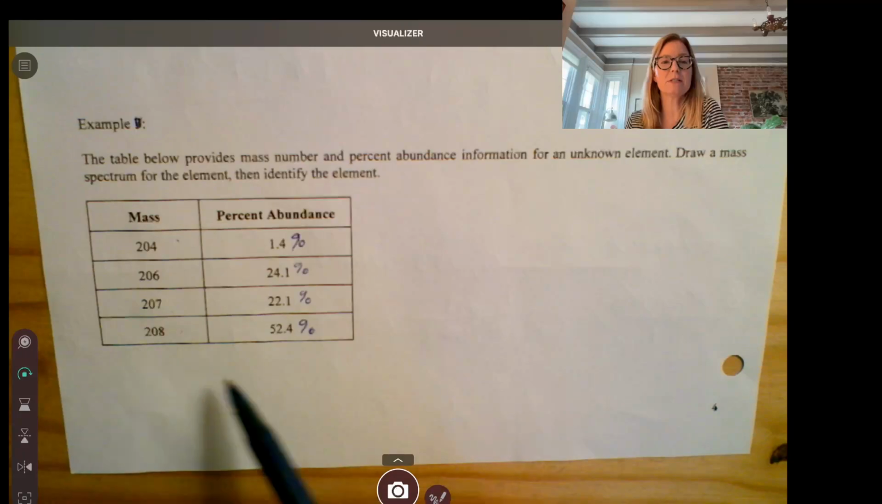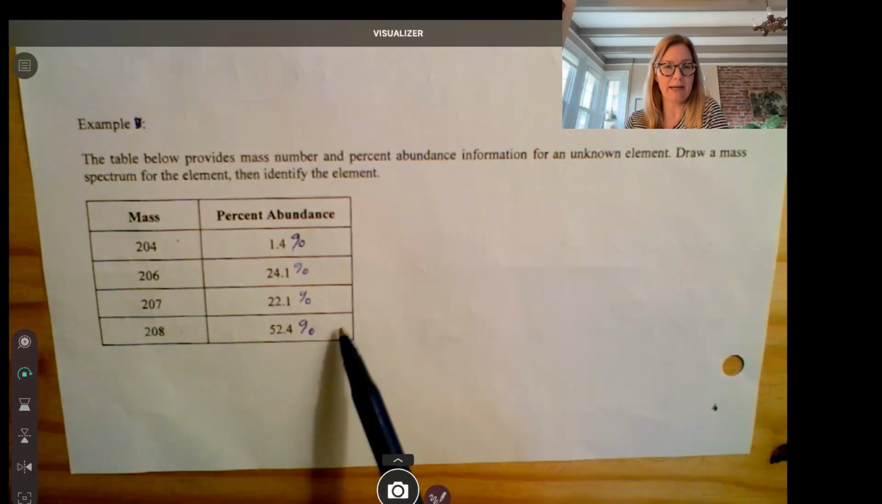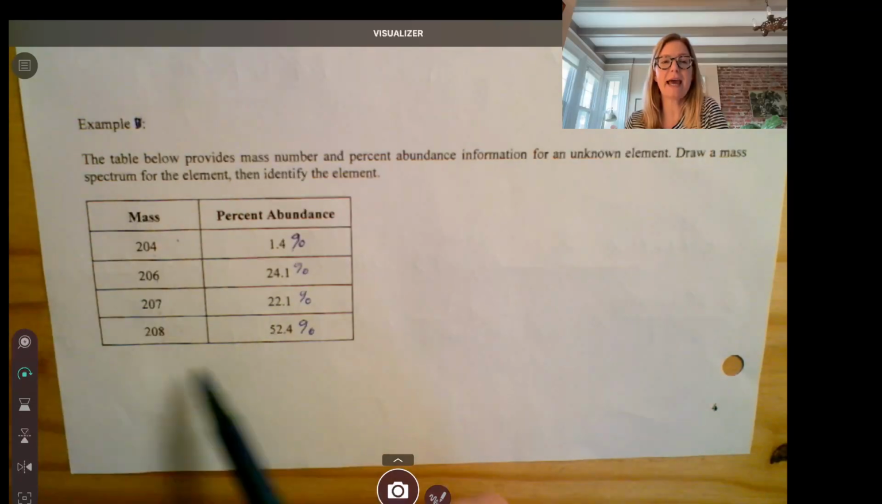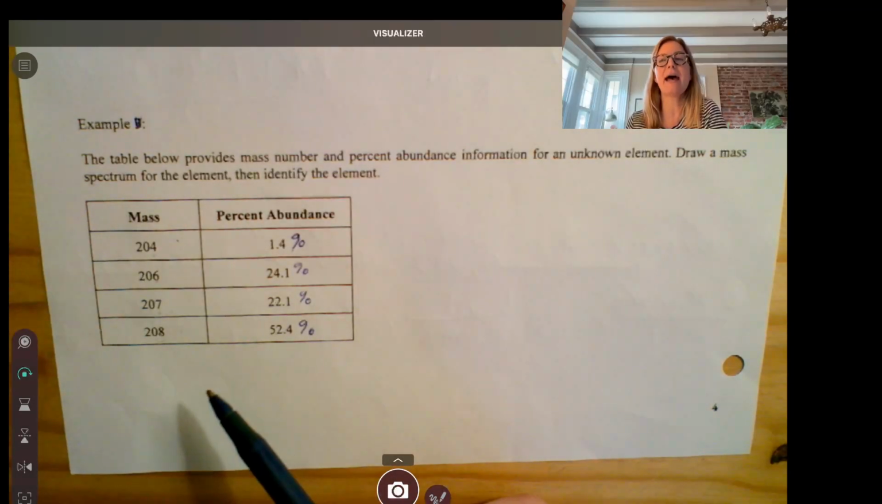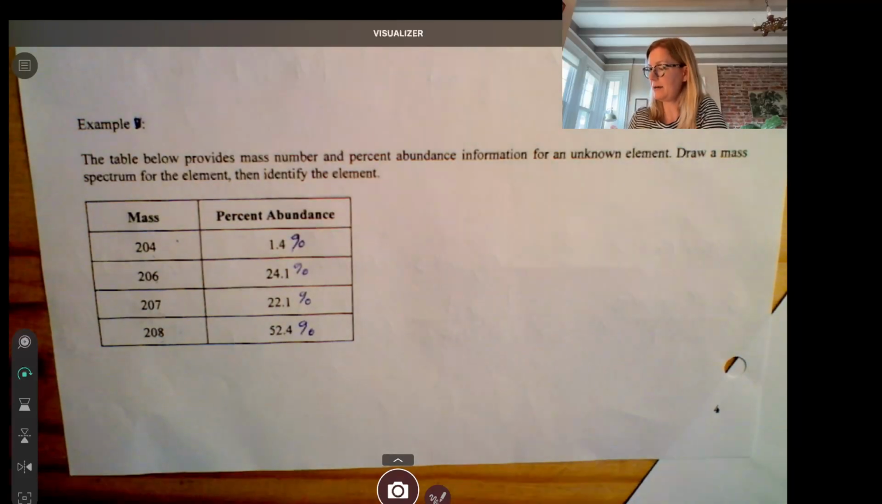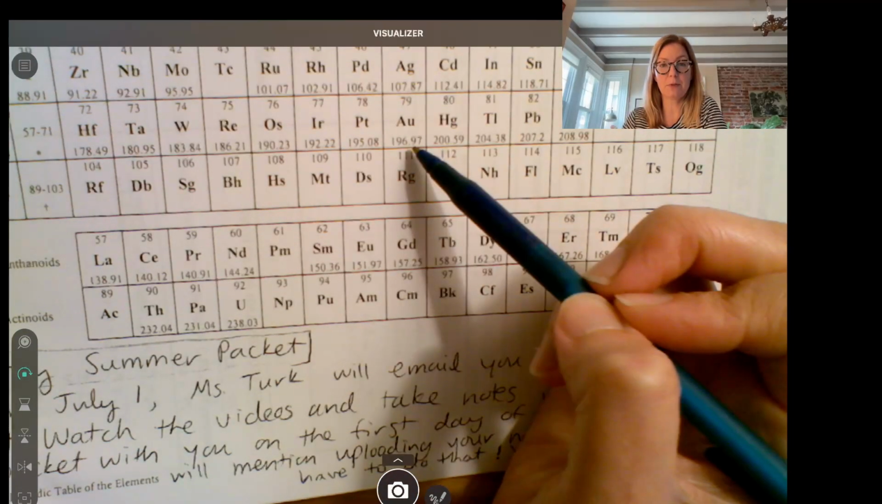So what we're going to do is find the average atomic mass, okay? These are all the mass numbers, and we're going to find the average of all the mass numbers, and the average atomic mass is what's on the periodic table, okay? It's the number at the bottom, okay?